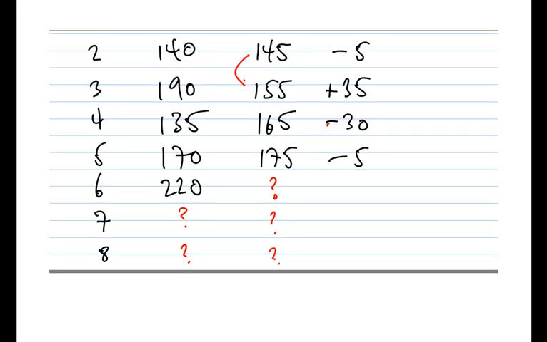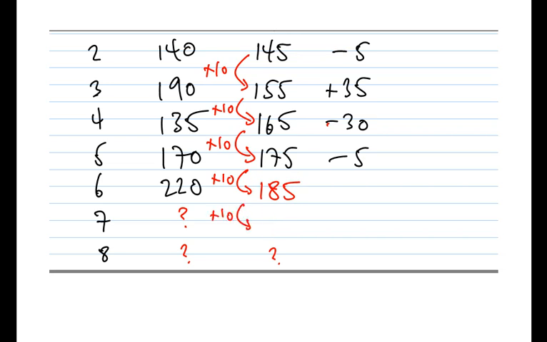Now, we identified that the trend was a nice consistent increase of 10 each month. And because trends are consistent movements in the same direction, we would expect that to continue. So I'd expect the trend to continue increasing. So in fact, month 6, I'd expect a trend figure of 185. Month 7, I'd expect a trend figure of 195. And then month 8, I'd expect it to continue to increase by 10 to give me 205. So the first job is to extend the trend so you can identify where you think the trend is going to take you.